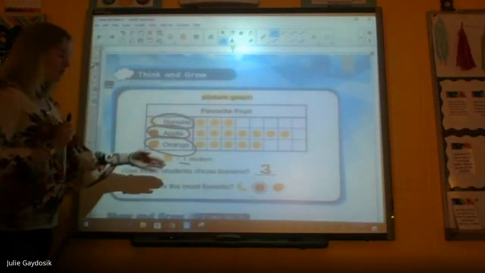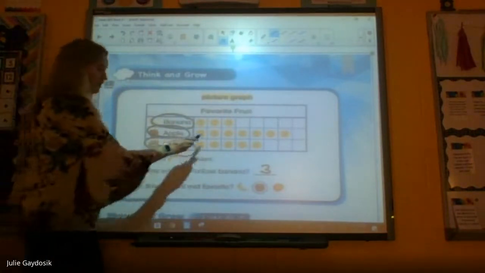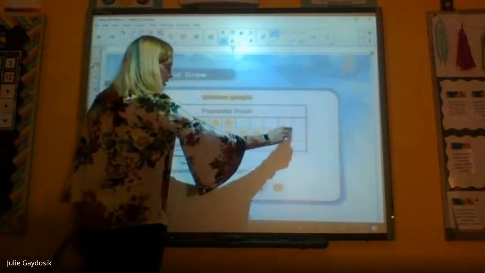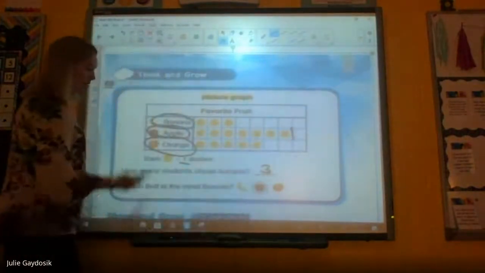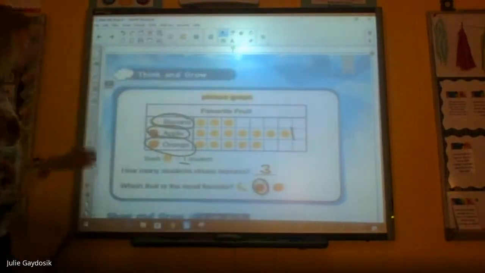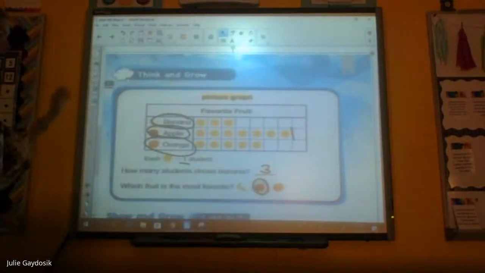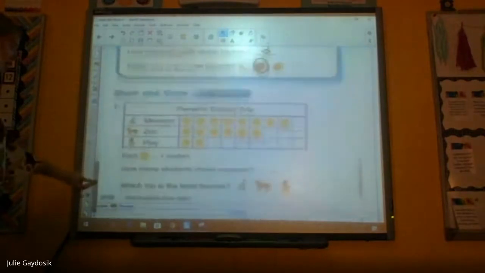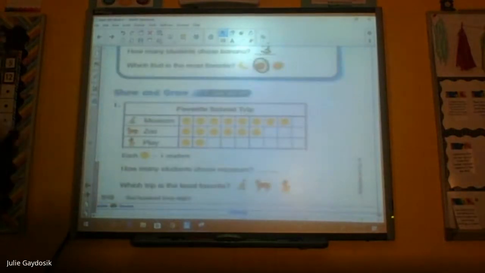Then which fruit is the most favorite? They saw that apple got the most votes, right? They had the most votes, so they circled apple. So that is a great example of how to do a picture graph. All right, let's do one together. You don't need to do this one in your notebook, but the next one I do want you to copy into your notebook so you can practice.